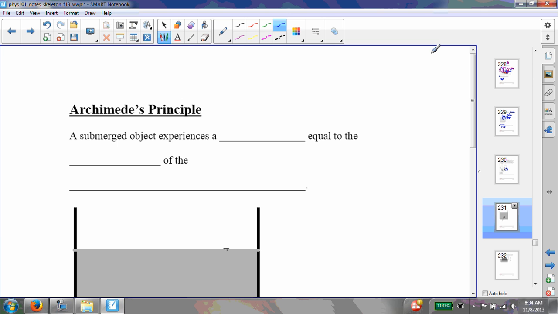So a submerged object experiences a buoyant force. And Archimedes' principle describes what this buoyant force is equal to. It's equal to the weight of the displaced fluid.